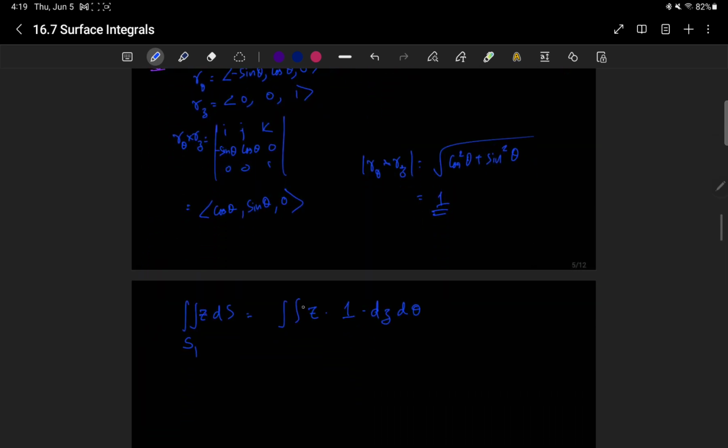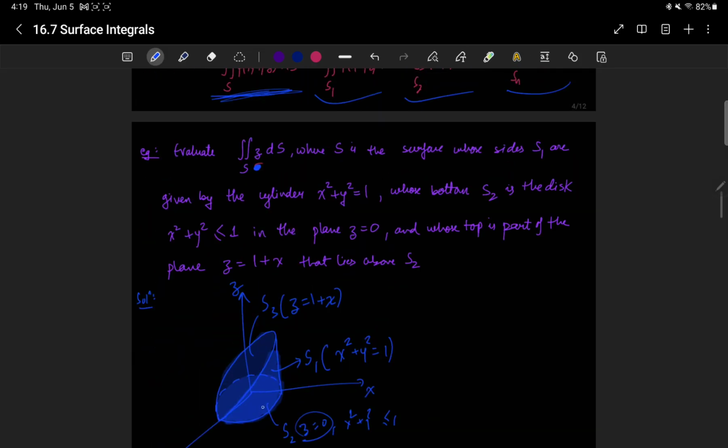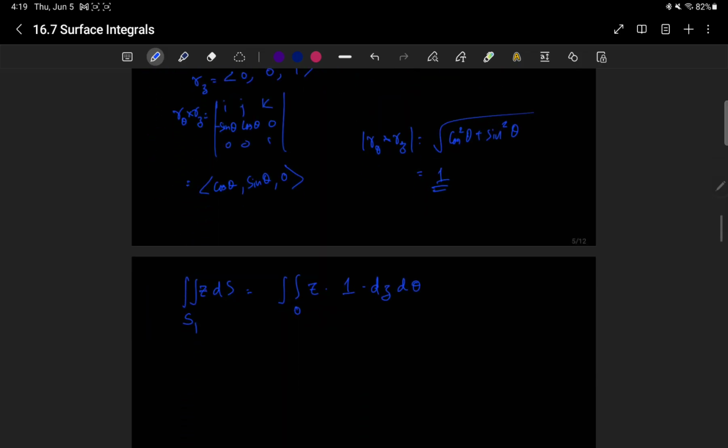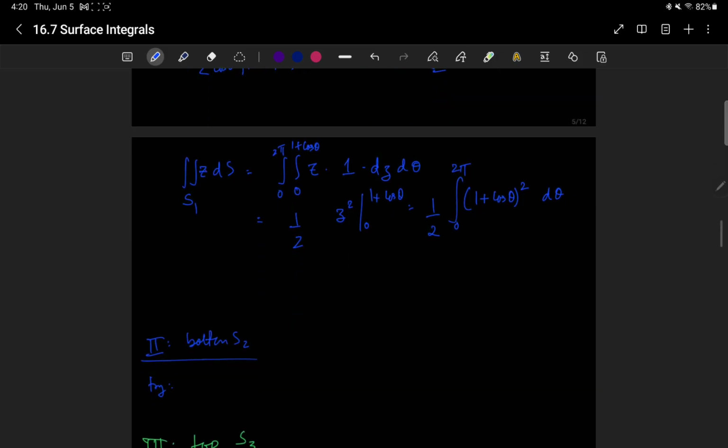Z starts from 0 at the bottom and goes to this surface, which is 1 plus x. 1 plus x in the parameter world is 1 plus cosine theta. And what does theta do? Theta goes from 0 to 2 pi. So we get one half z squared from 0 to 1 plus cosine theta, which becomes one half times the integral of 1 plus cosine theta squared d theta, from 0 to 2 pi.